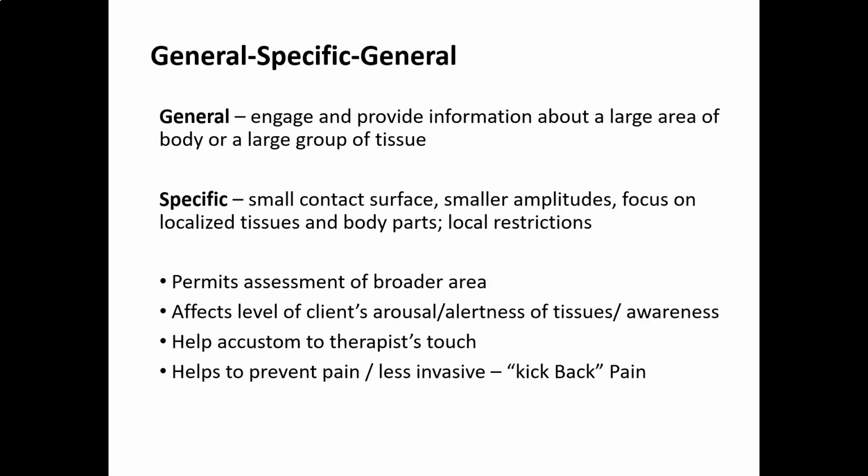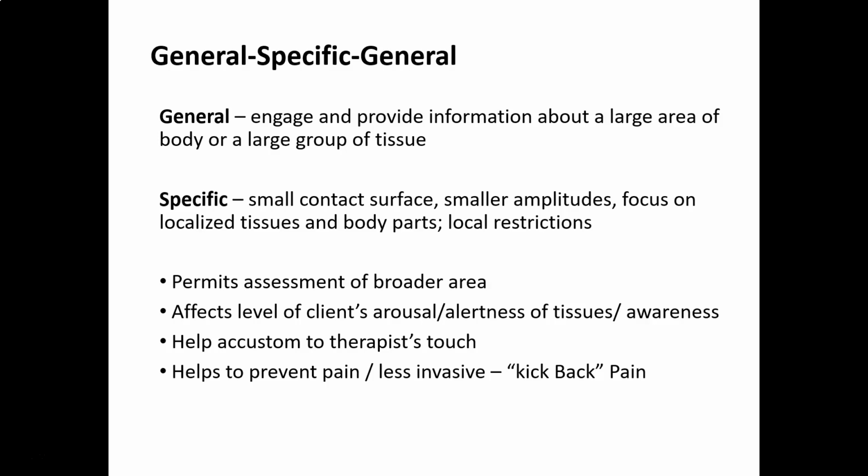General is to engage and provide information about a large area of the body or a large group of tissues. So we look at a very large area, that could be an area that surrounds the condition the patient has, or the area you've identified you're going to apply a treatment to. Specific is small contact surface, smaller amplitudes. So rather than big, broad strokes or big, broad techniques, we get down into smaller applications of those techniques.